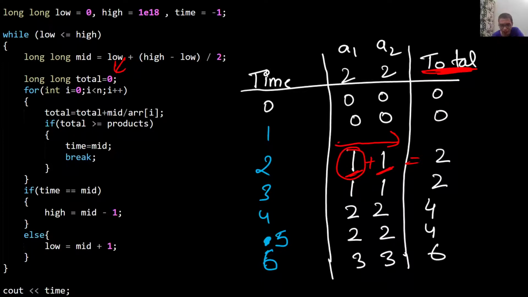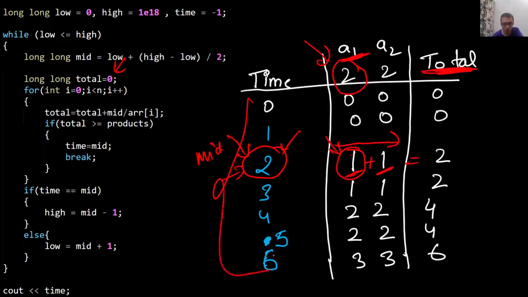So to get this value, simply divide this time with the time required by the machine to make a single product. If you divide total time with the time required by the machine to make a single product, you will get the number of products, right? So simply divide this value by this value. This over here would be nothing but mid, because mid is pointing to all these values. So this value would be mid divided by ARR of I. To get this value, simply divide mid with ARR of I.